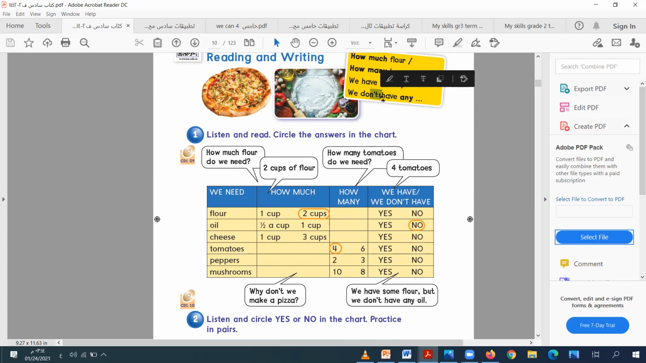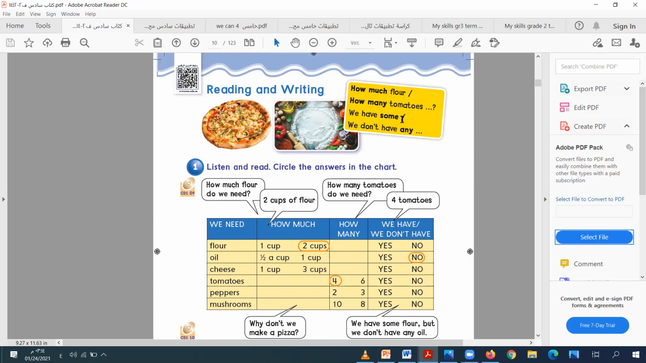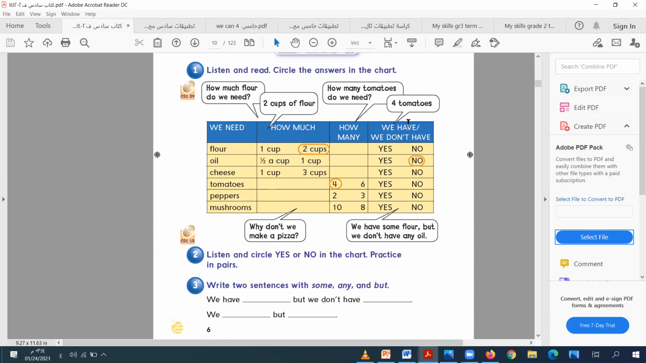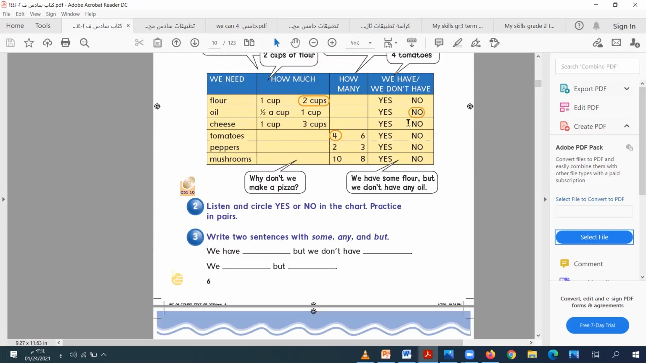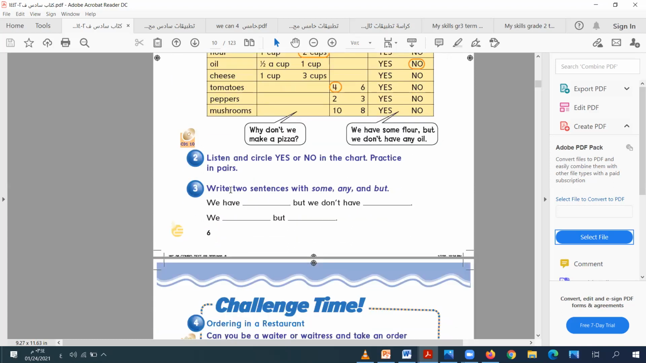Any is used in negative sentences, and some is used in affirmative sentences. For example here, write 2 sentences with some or any. We have some, but we don't have any. Okay, take care now. We're gonna hear it again.